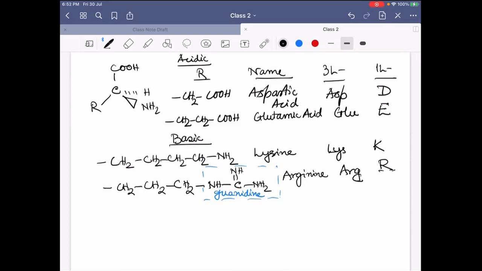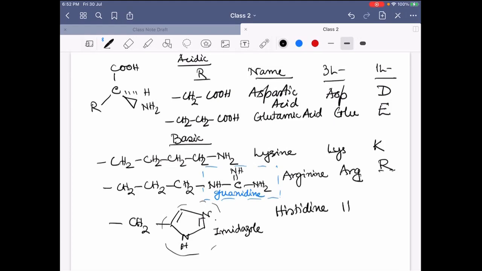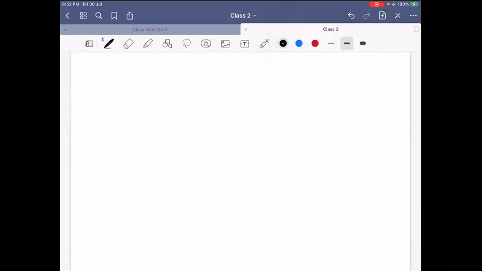And then another one we have in the basic group, which you can also consider in the aromatic group, but you put it in the basic group because it mostly plays its role in basic systems, where you have an imidazole group over here. The name of the system is histidine, the amino acid, HIS and H. So these are all the acidic and basic groups that fall into the natural amino acids. And we have only a few of them left.